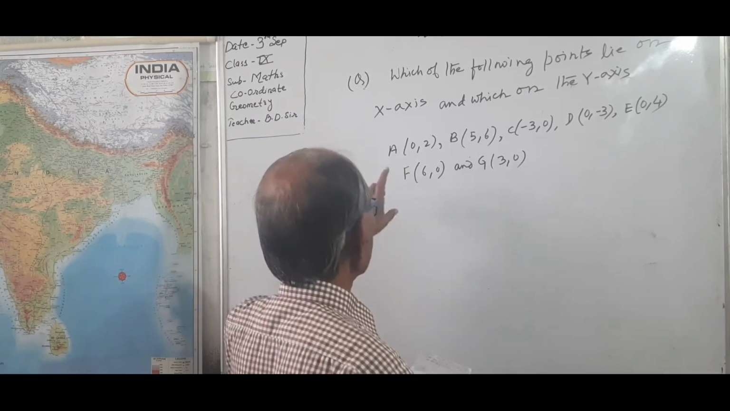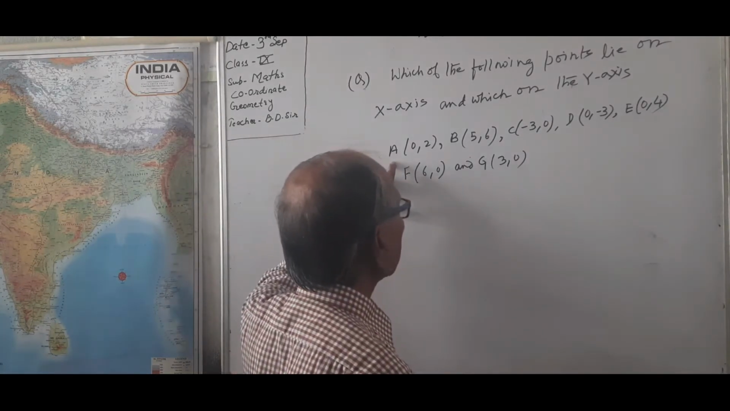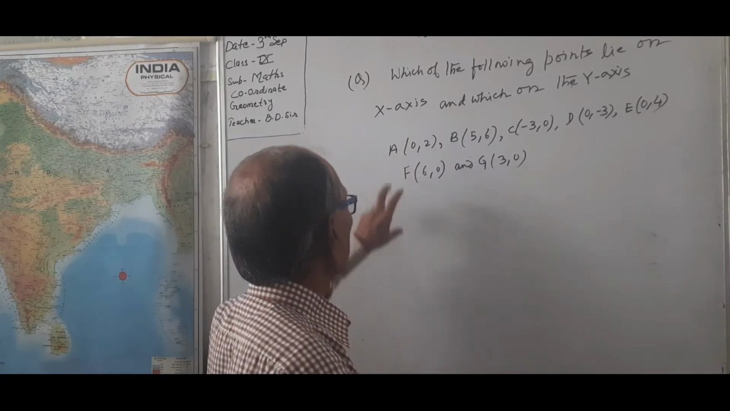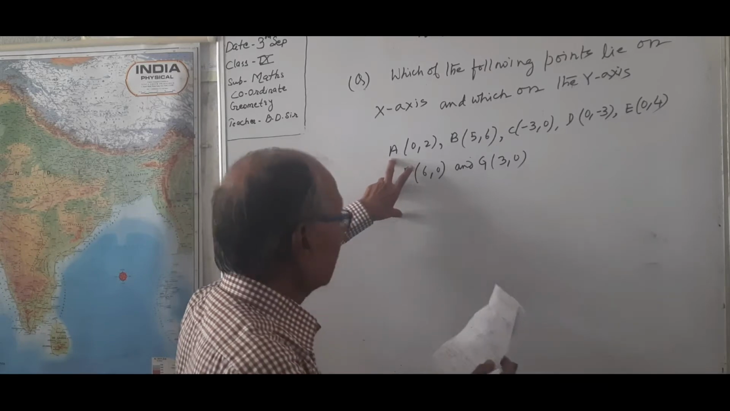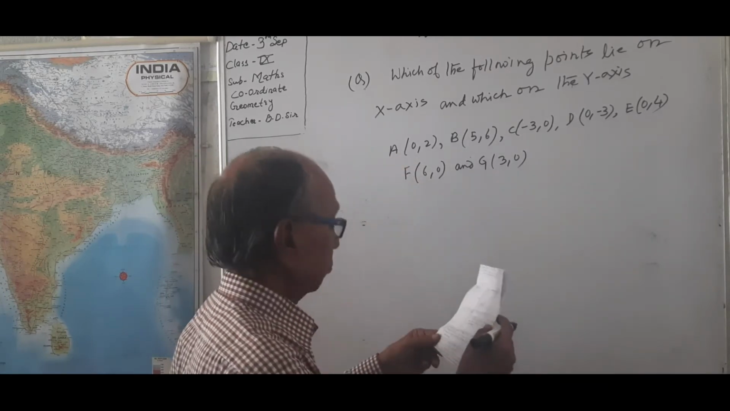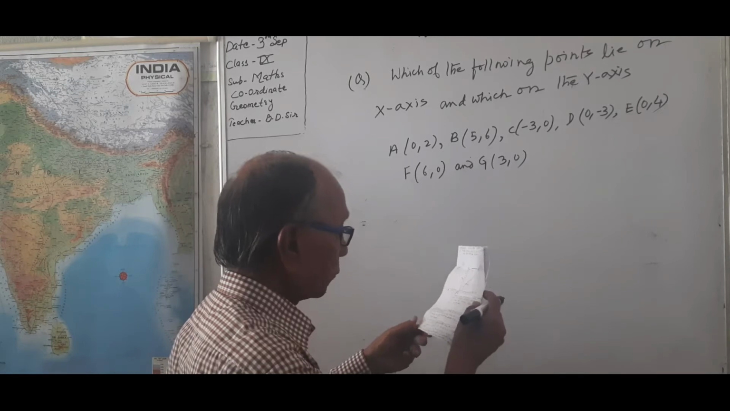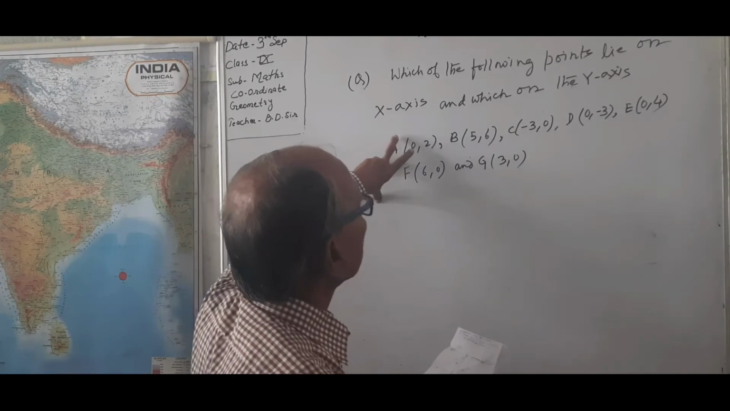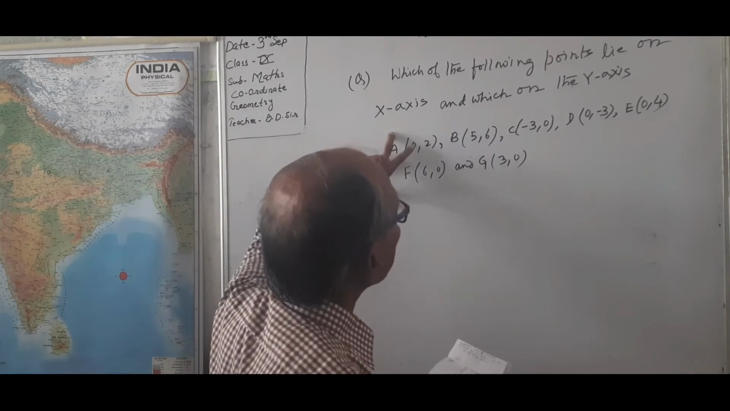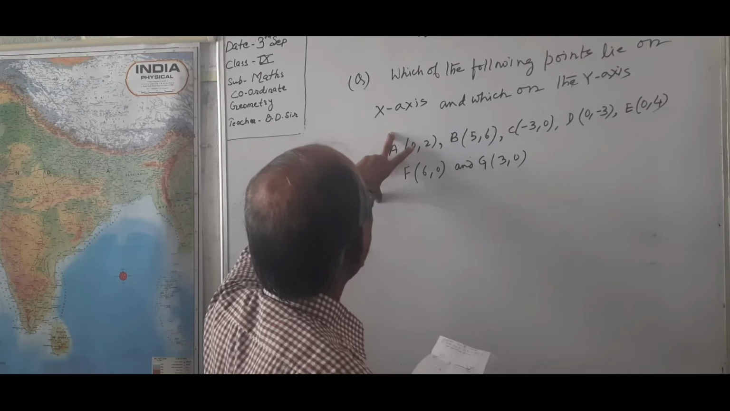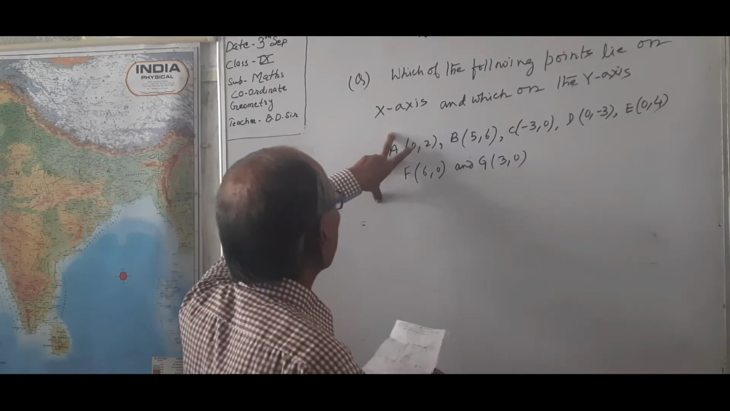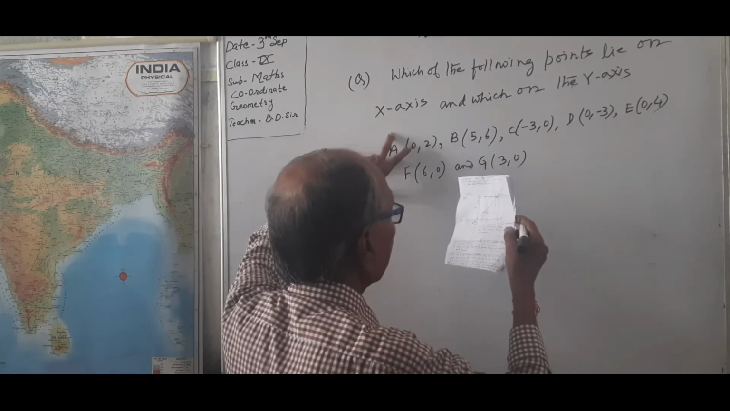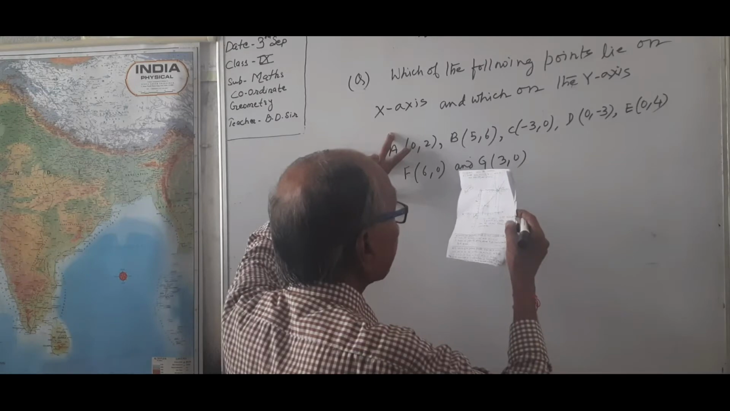So there are some points A, B, C, D, E, F and G, 7 points perhaps, and the coordinates of these points are also given. So we are asked which point lies on the x-axis and which point lies on the y-axis. So the answer will be written like this.